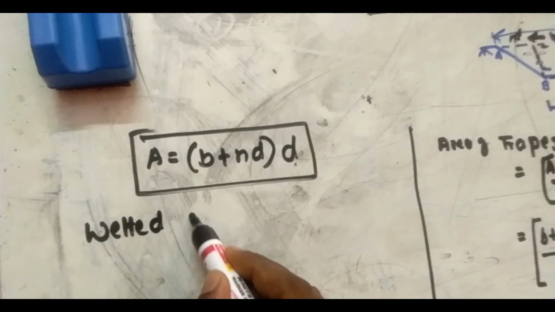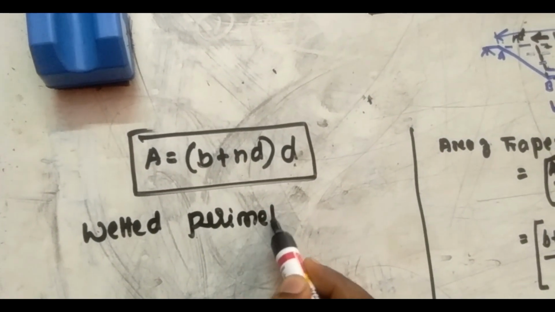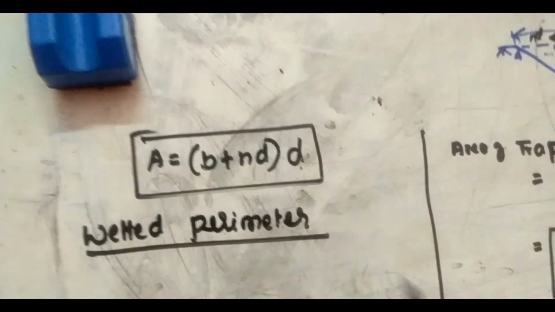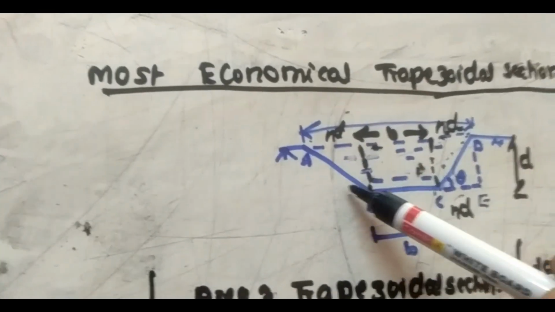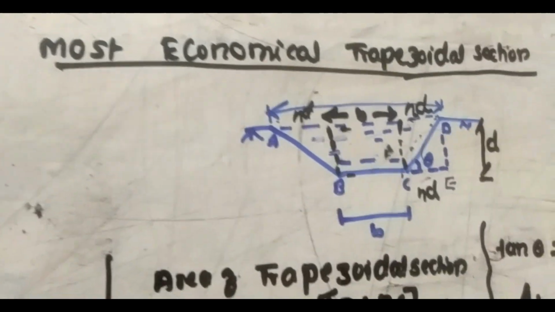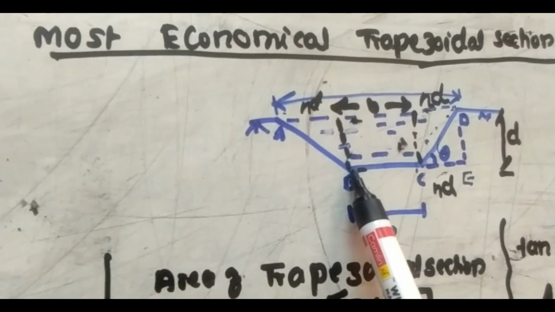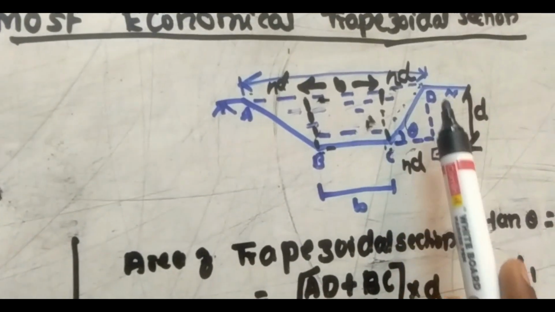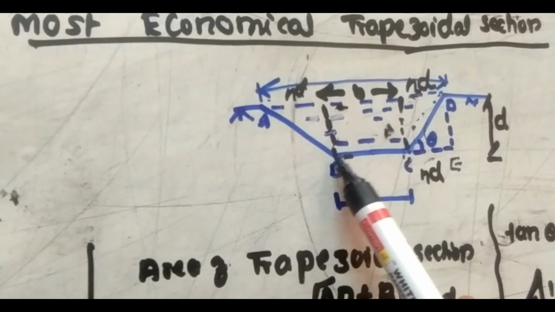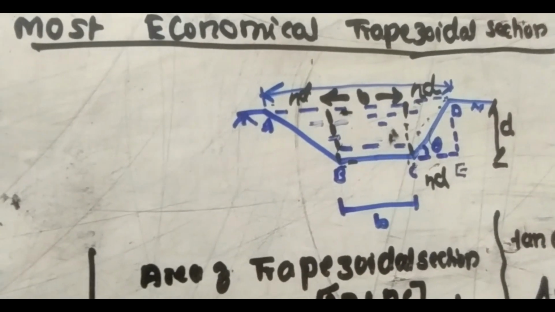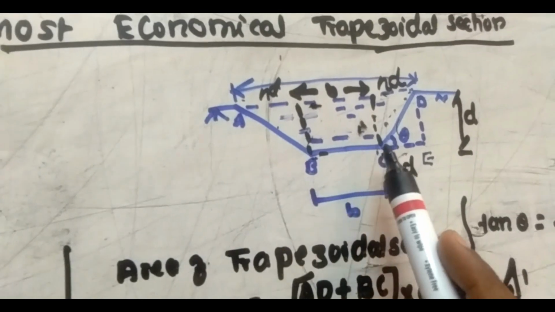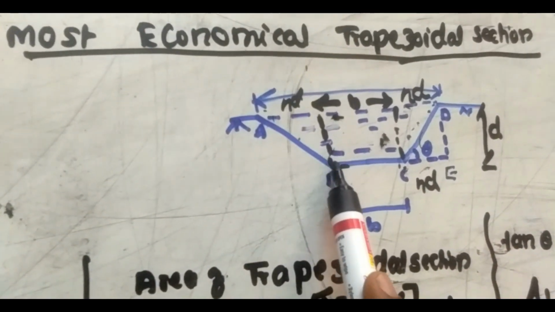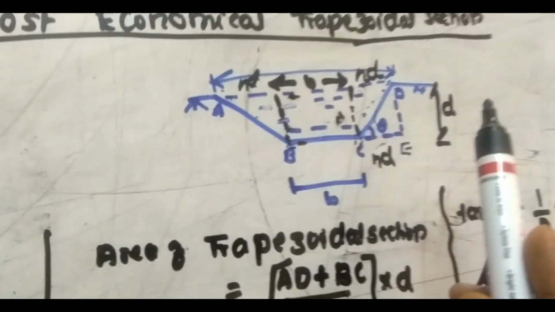What do we mean by wetted perimeter? Wetted means the side where water is contacting the canal surface. That is the wetted perimeter. AB is the wetted perimeter, BC is the wetted perimeter, and CD is the wetted perimeter. AB, BC, CD, all three are the wetted perimeter, because water touches these surfaces.